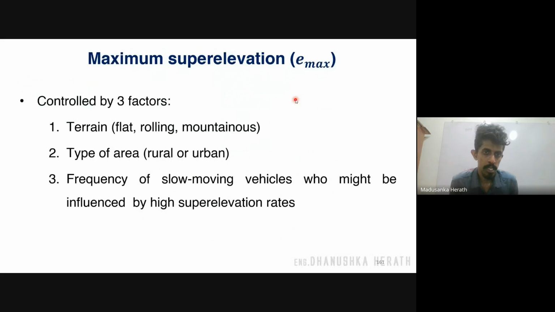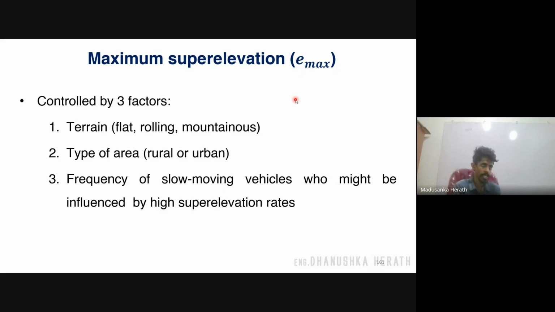Right. Next, the maximum super elevation. At the maximum super elevation, we can control it by three factors. One is terrain, whether the terrain is flat, rolling or mountainous. Then the type of the area, whether it is a rural area or an urban area. We have minimum or maximum super elevation values depending on the terrain type and the type of the area, and the frequency of slow moving vehicles might also be influenced by a high super elevation rate.